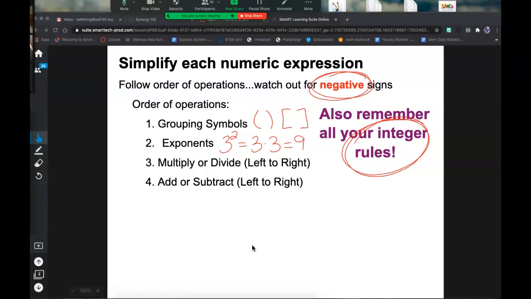All right, so remembering all those integer rules. Also, when you're multiplying and dividing, remember, 2 negatives when you're multiplying or dividing makes a positive. 1 negative stays negative. We're good with that?